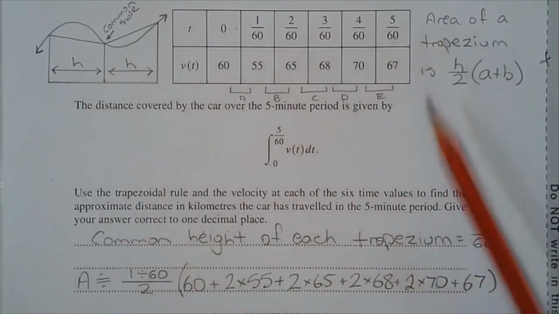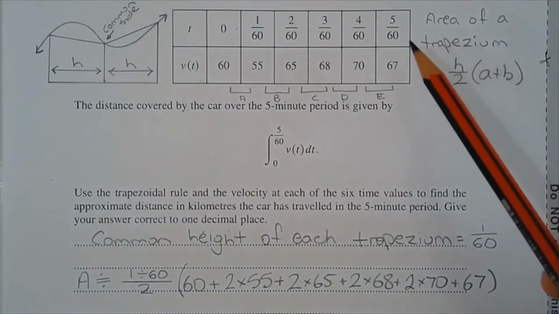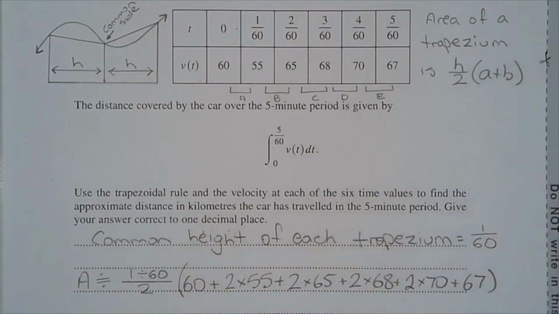Since there are 6 function values, 5 trapeziums will be used to estimate the area given by this integral, which represents the distance covered by the car over the 5-minute period. Recall that the area of a trapezium is given by the formula h over 2 multiplied by a plus b, where h represents the distance between the parallel sides of the trapezium.